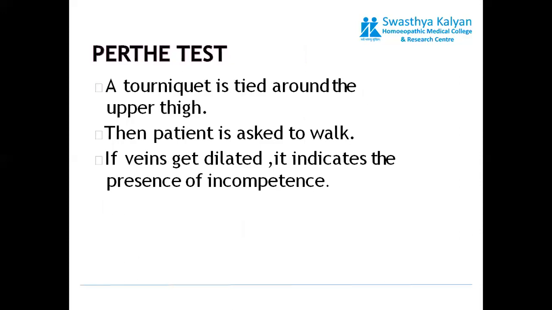Then comes the Perthes test. A tourniquet is tied around the upper thigh. The patient is asked to walk. If the veins get dilated, it indicates the presence of incompetence.